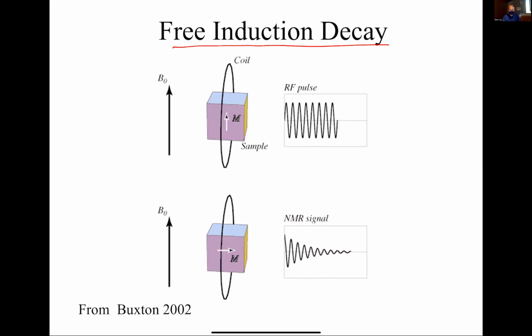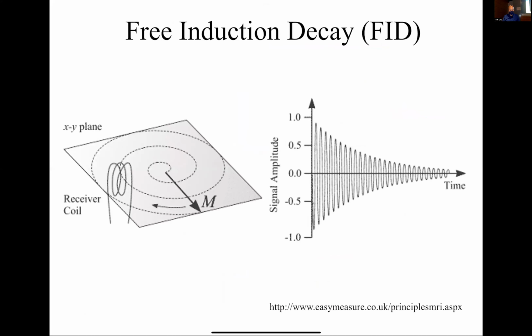We have this RF pulse. This is the B1 pulse. We put some energy in. So this is the excitation part. And then here we're going to listen. The magnetization is moving around, and we can listen to that magnetization. And the signal we receive looks like this. So you see it's decaying away. So that's called free induction decay.